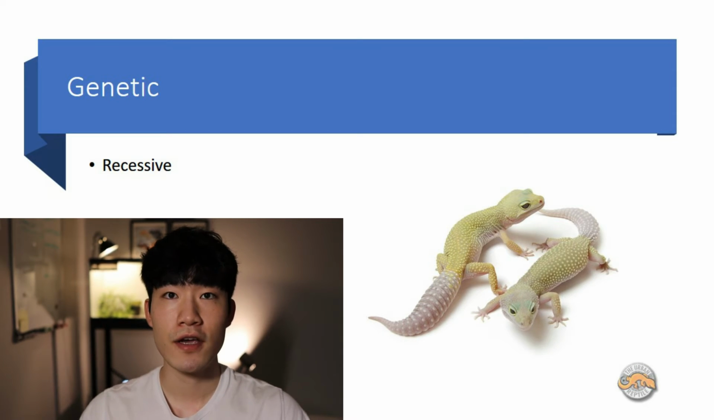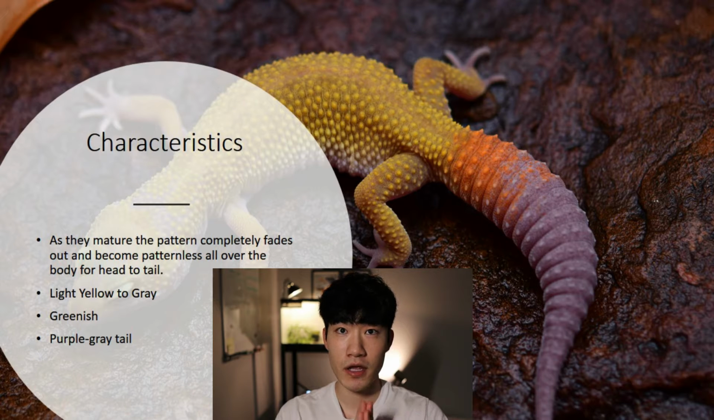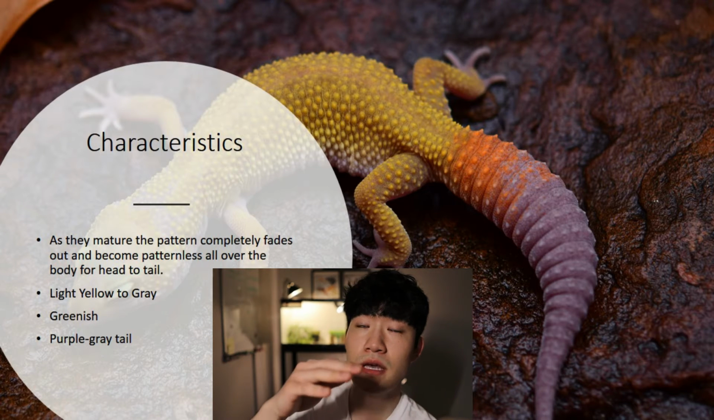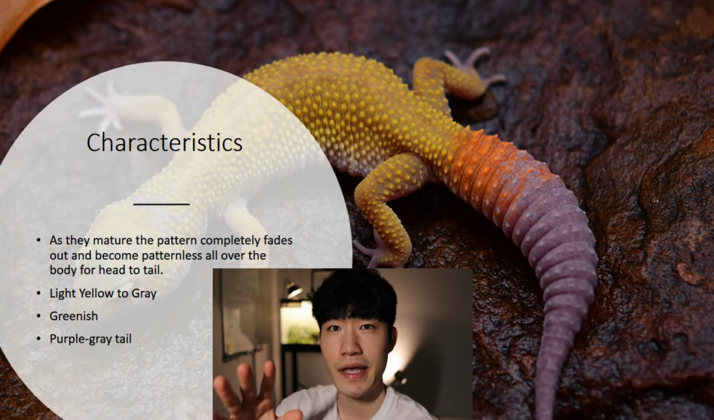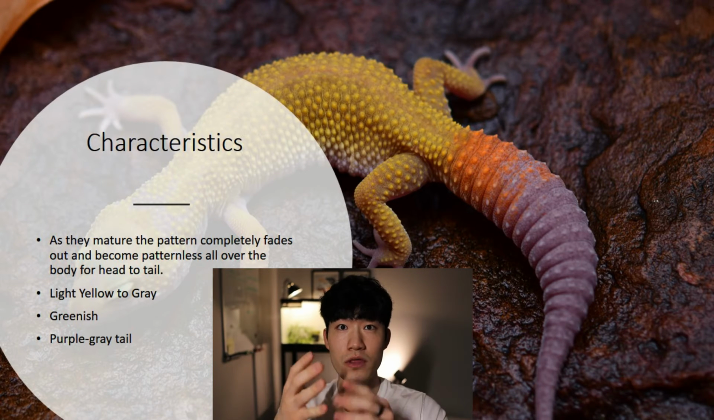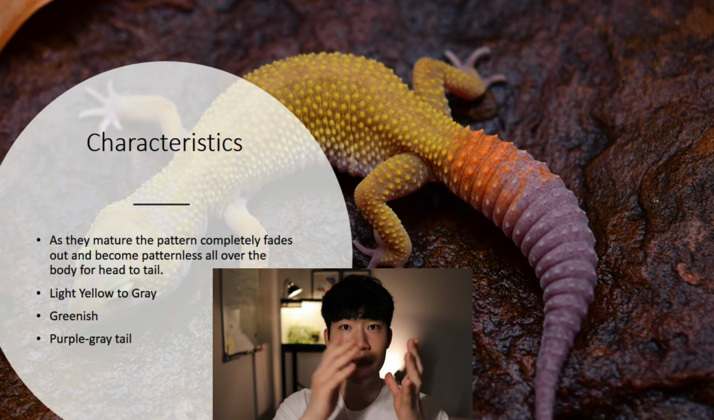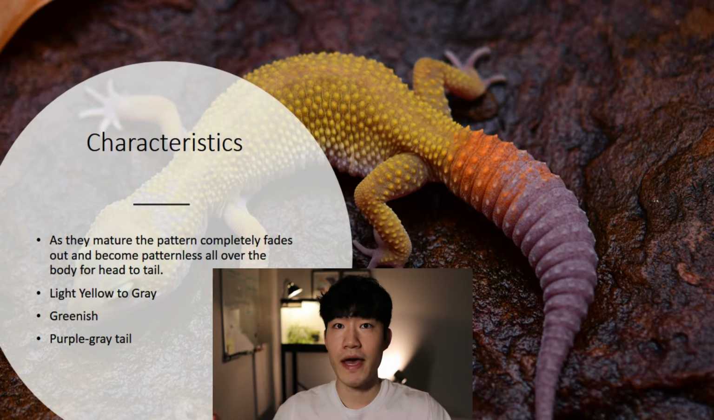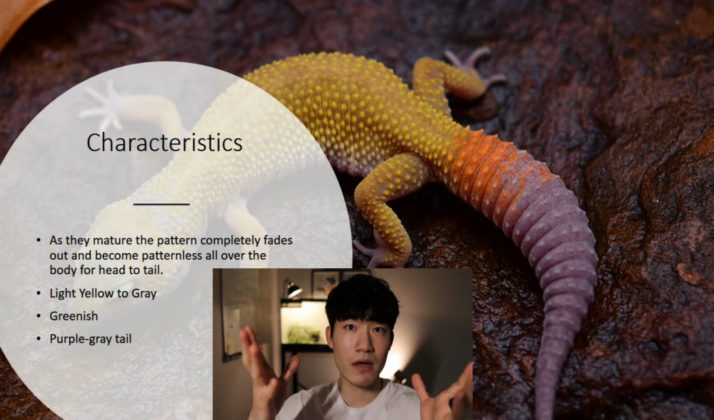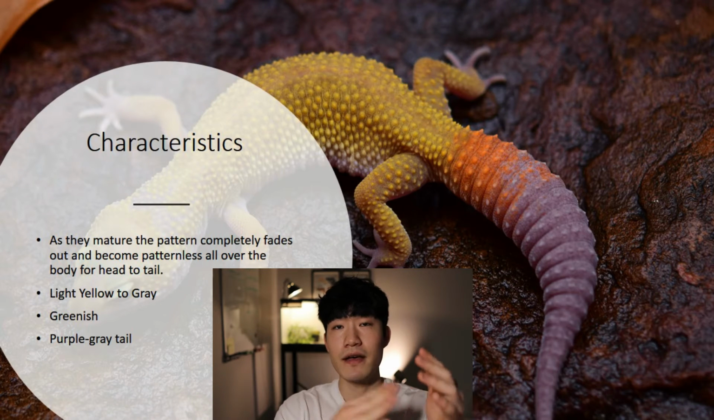And thirdly, the characteristics part. The cool thing about the Murphy Patternless is that when they're young, they tend to look more like a normal leopard gecko. You know how normal leopard geckos tend to have those marking patterns on their back, yellow with black markings basically. But what happens with the Murphy Patternless is that when they get older, those patterns slightly fade away and they just don't have a pattern at all. So it's more likely going to be a yellow grayish color on its body from head to tail.